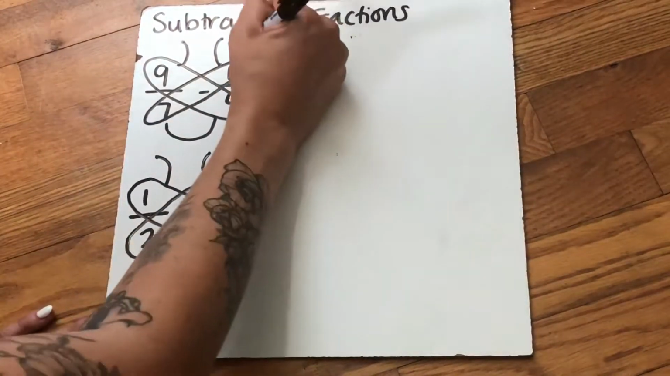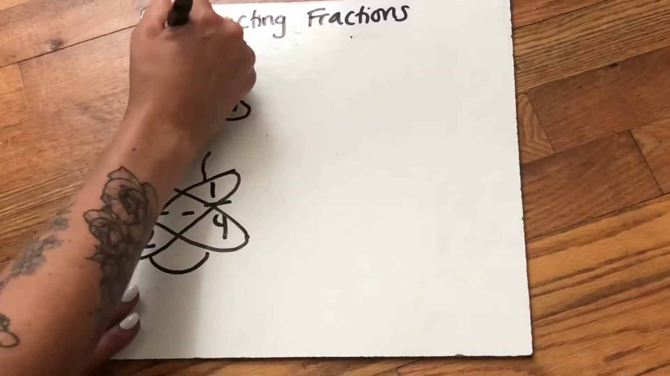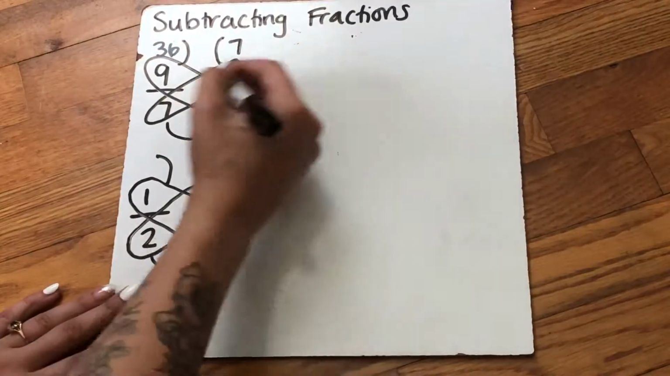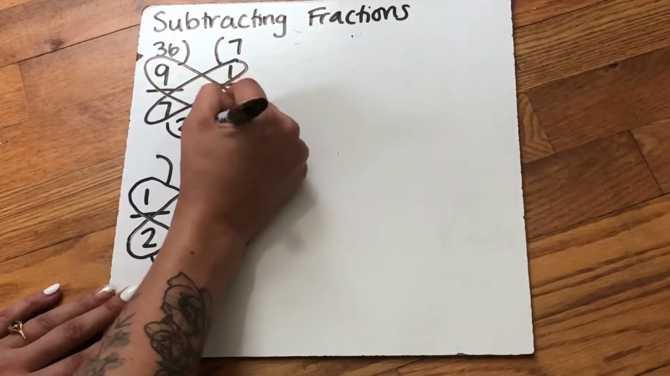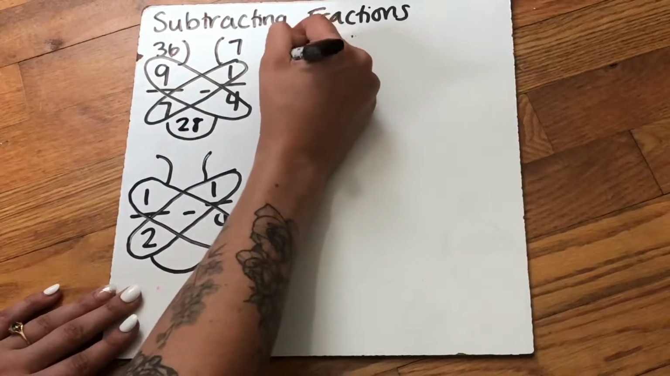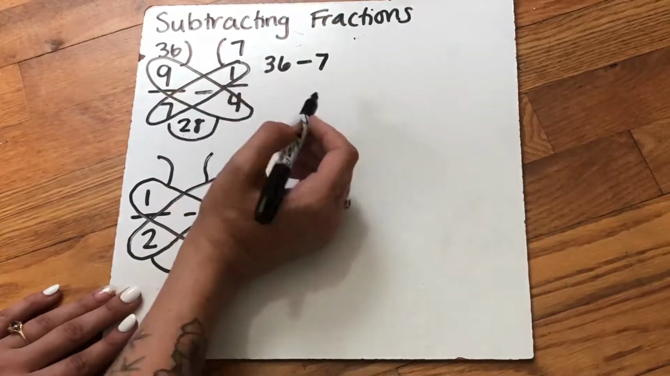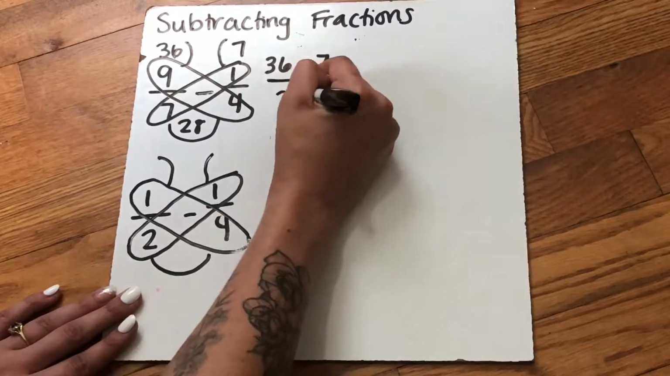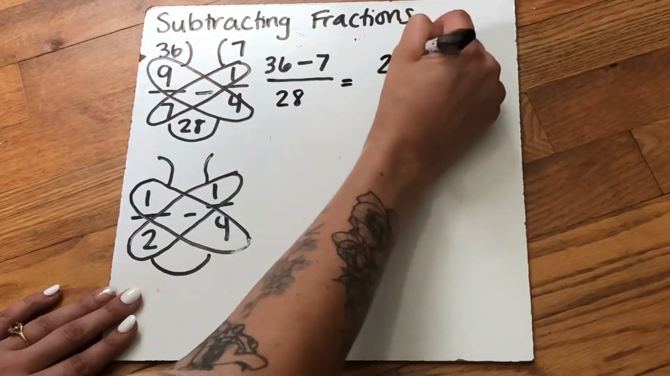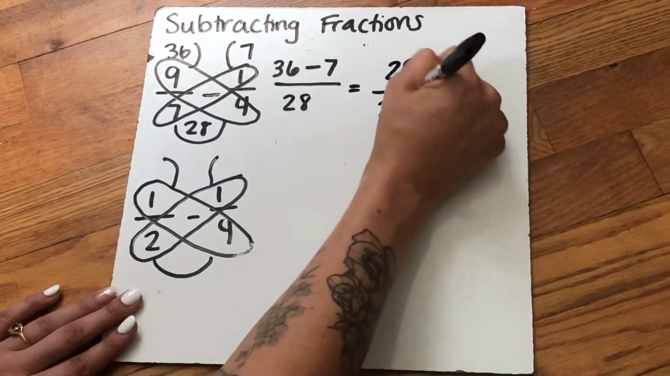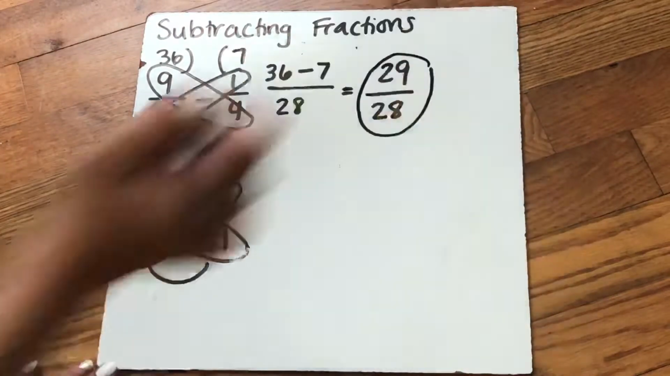7 times 1 is 7. All right, and then we have 9 times 4 is 36. 7 times 4 is 28. So I have 36 minus 7. Remember to pay attention to your sign in here. And then 28. 36 minus 7 is 29. And I'm going to keep my denominator the same. So my final answer is 29/28.